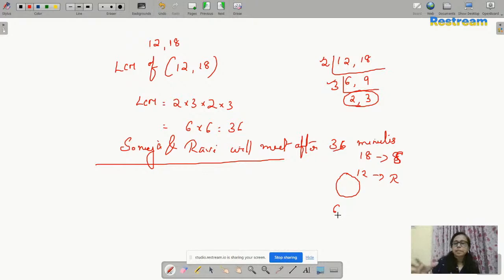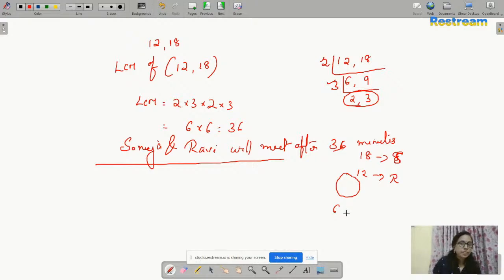So, you should not find the HCF. Children will be making mistakes there. Sometimes they will find the HCF. But the HCF will actually be the lowest number. Am I right? The highest common factor is 6. So, they never meet at 6 minutes. That you want to understand. Okay, what is the logic behind this?